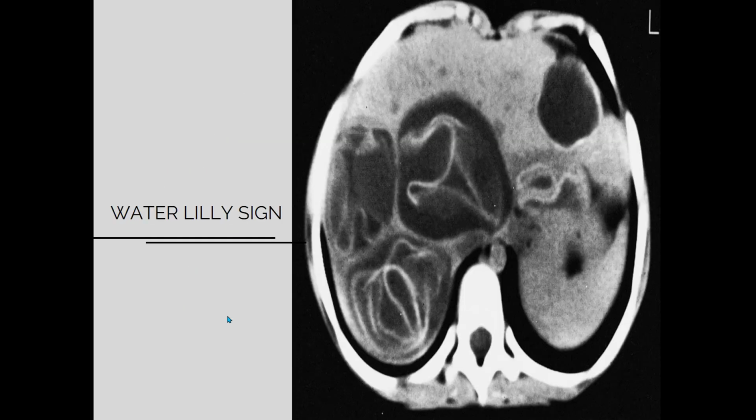Here also you can notice the water lily sign is present, but in this one there is actually no water lily sign. This is completely anechoic, so CE1. While this is CE3. So you can write down that this cyst is CE3, and along with that you can see another completely anechoic lesion, and this is CE1.